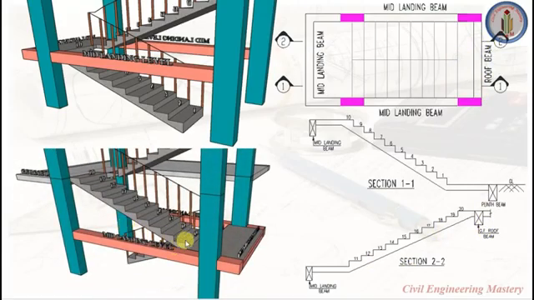You can see from this 3D view, the second flight is starting from the mid landing level and it is reaching the roof level, first floor roof level.